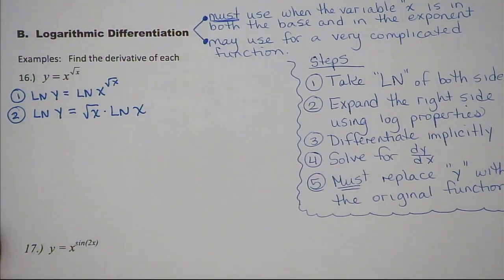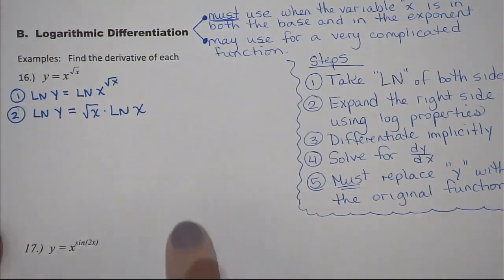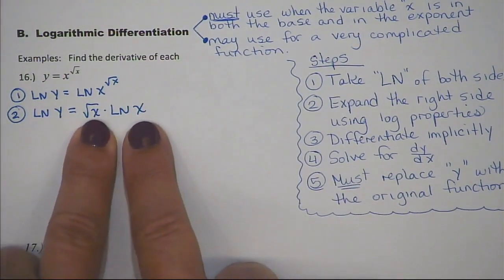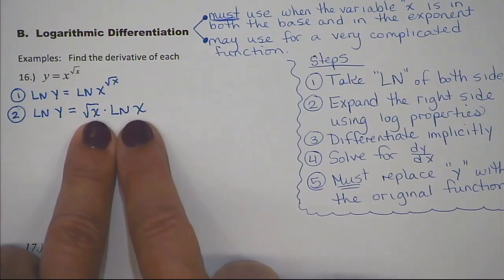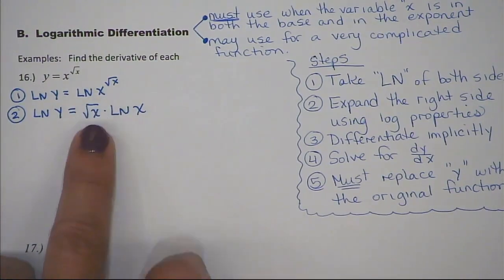That's all I have to do. So now I have both my x's in the base, which is now I can do derivatives. So I'm going to do a product rule. Now I can work with that. I just can't work with that. Okay? All right, so that's step 2.